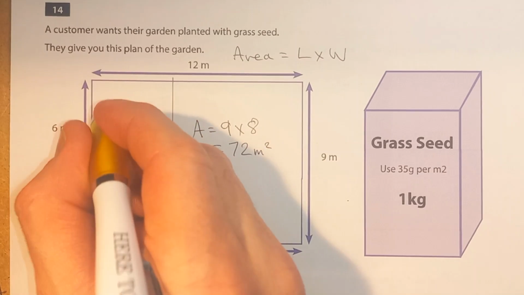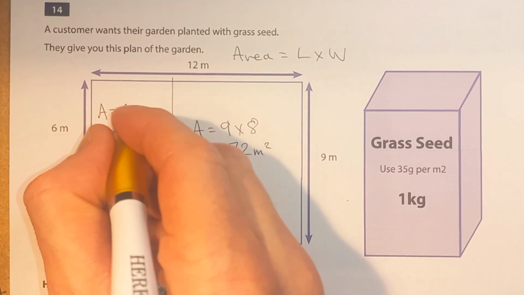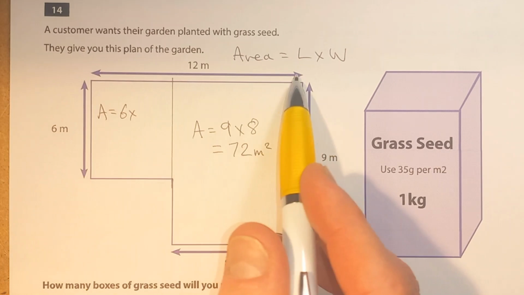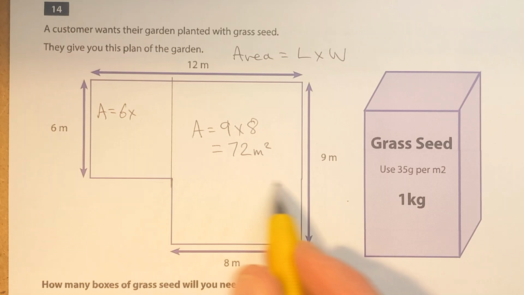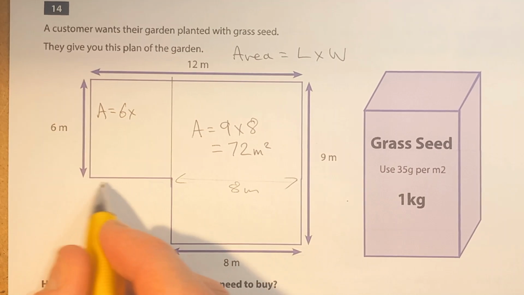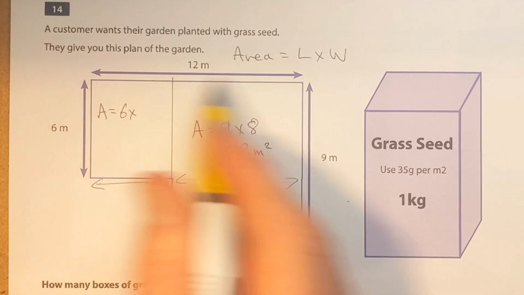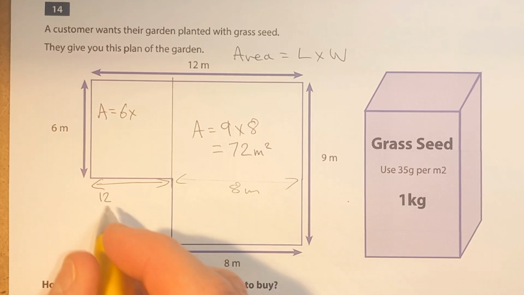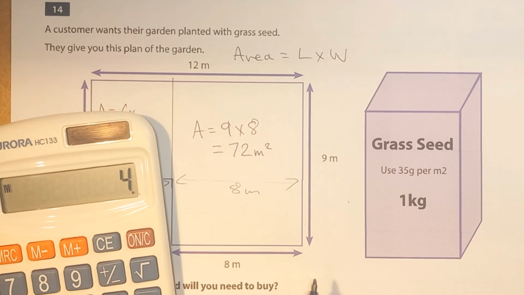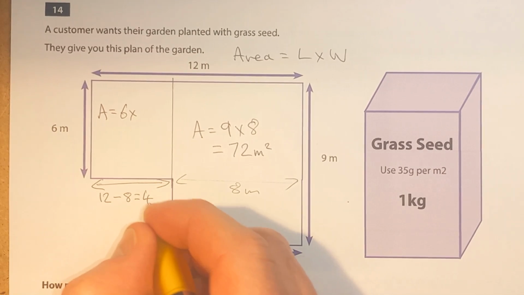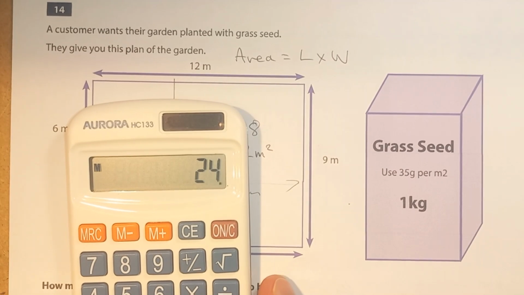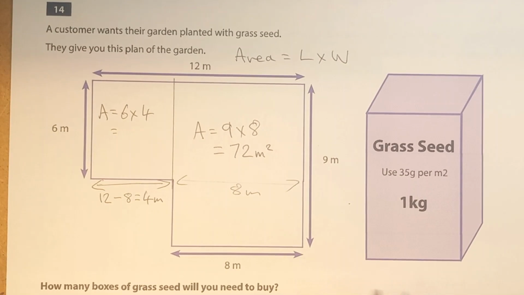Right, now we want the area of this rectangle as well. Well, the length is 6 metres. The width, well, we haven't got this width. We do know the total width is 12, and that this distance is 8. So 8 here, so this is also going to be 8. So this distance must be the full 12 minus the 8. So 12 minus 8 gives us 4 metres. So 6 times 4 gives us 24 metres squared.